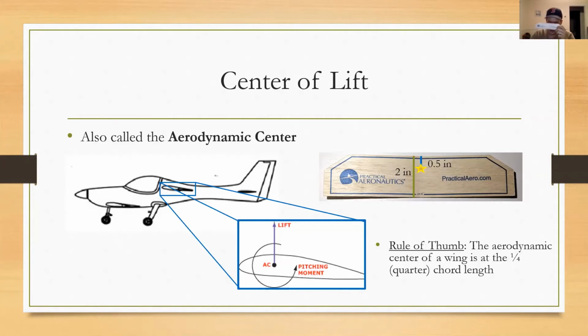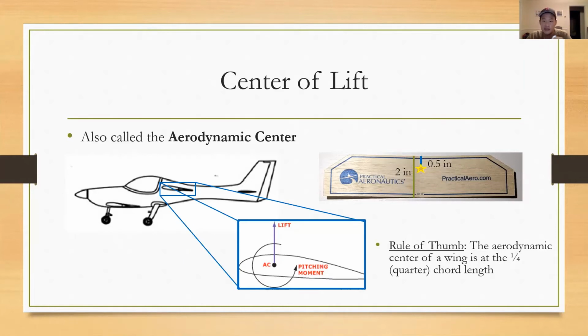And for our wing, it has a chord length of 2 inches. So a quarter of that would be 0.5, or half an inch. And so just about here. See, just about there where my fingertip is. And that is the approximated aerodynamic center of our wing and aircraft.